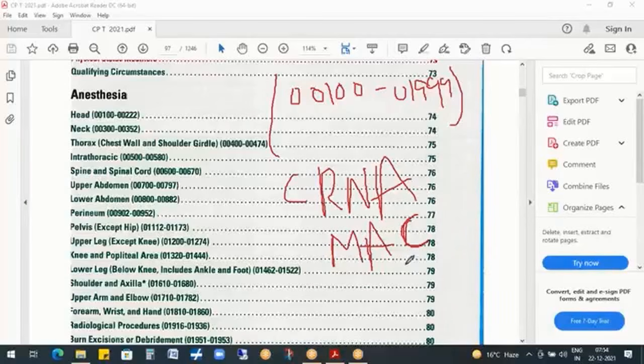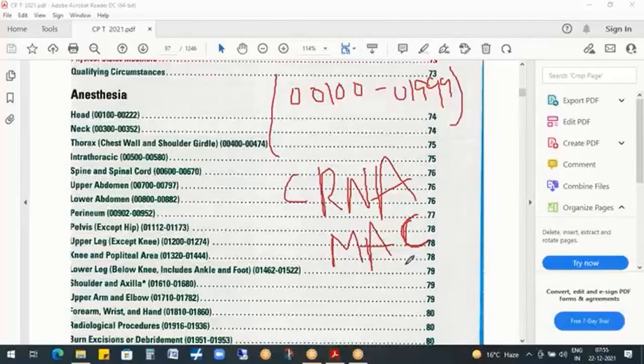What are the types of anesthesia that an anesthesiologist gets paid for? One is general anesthesia. Second one is regional anesthesia. Third one is monitored anesthesia care. Under regional anesthesia: nerve blocks, epidural, spinal tap. These are the anesthesias that anesthesiologists get paid for and our codes are based on.